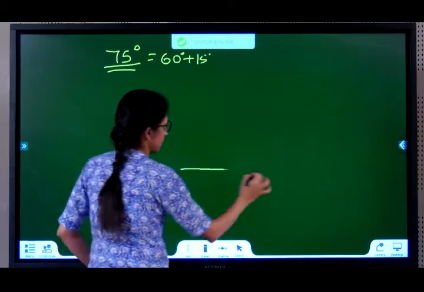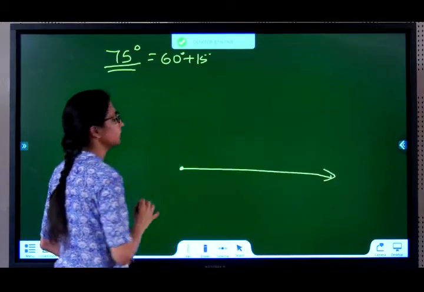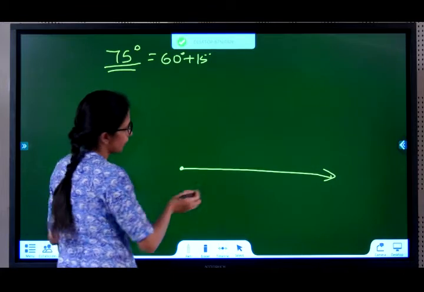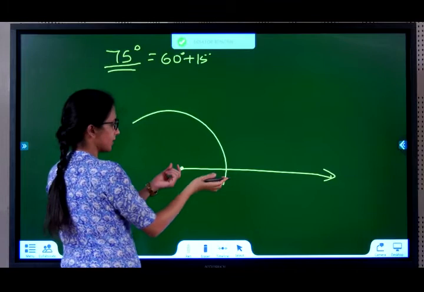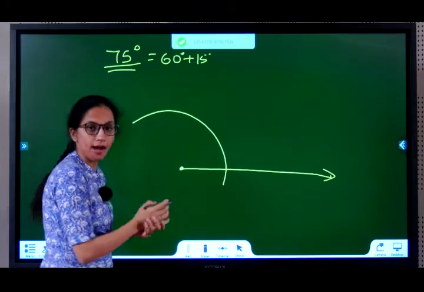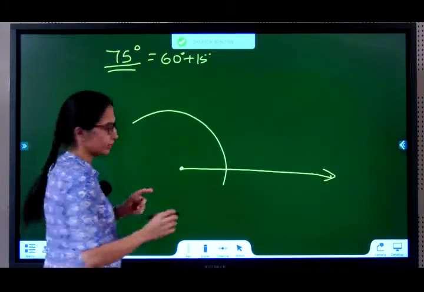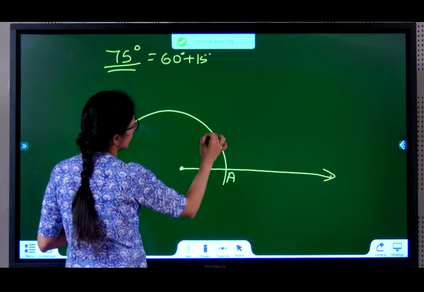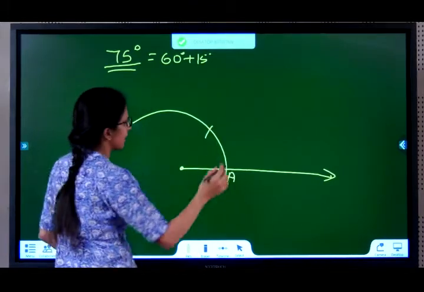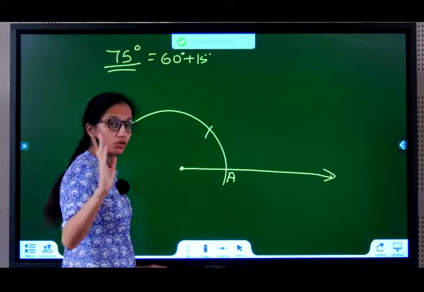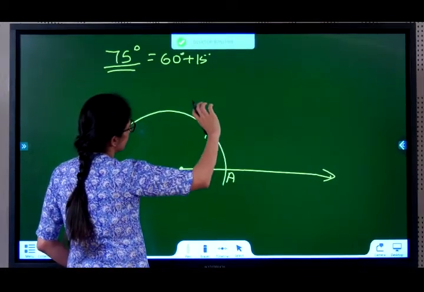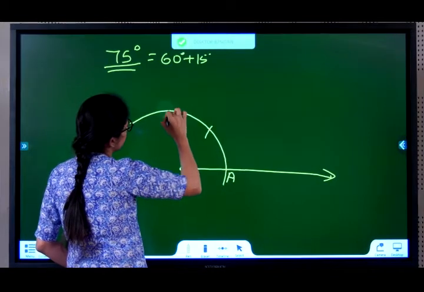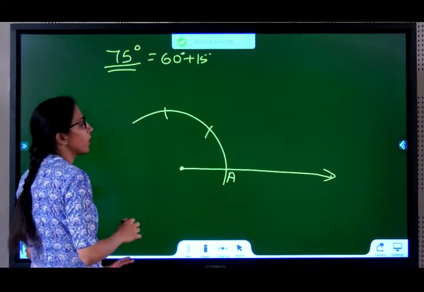Take a line segment and draw this. Now what are we going to do? We are going to first construct 60 degree. So we took the needle here with an appropriate radius, we drew an arc. With the same radius, we kept the needle at A and cut an arc. That is my 60. Now with the same radius, without changing it, please do not change it, keep your compass needle here, cut another arc. So now we have 120.